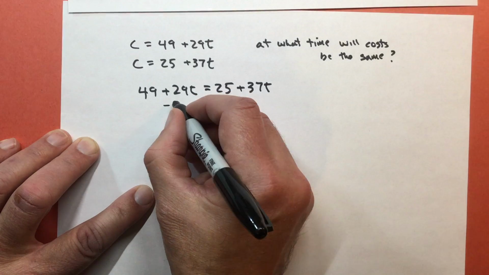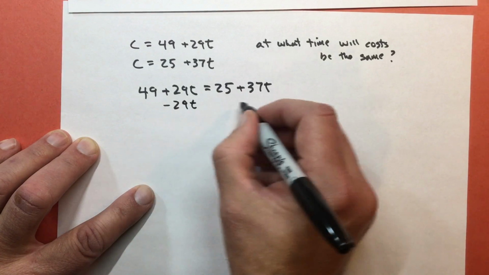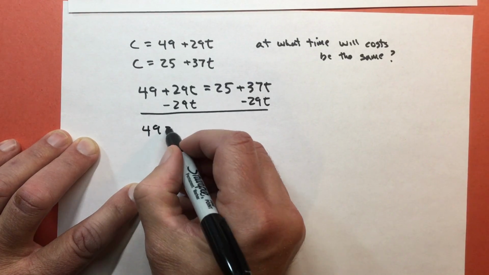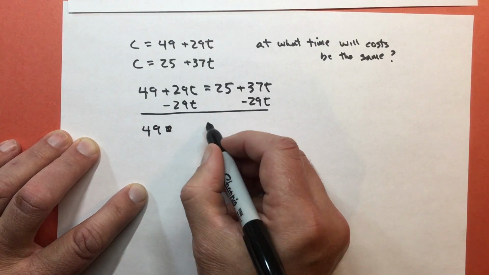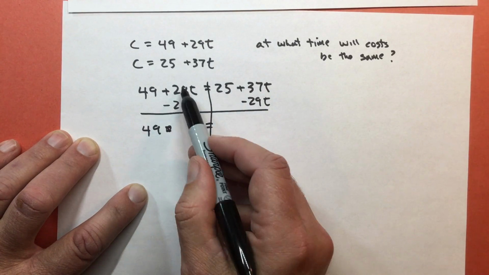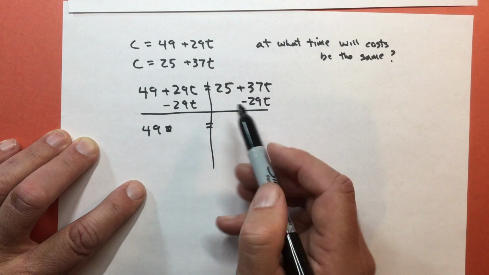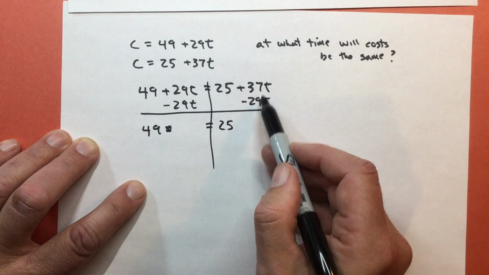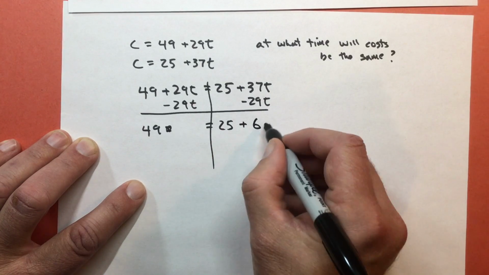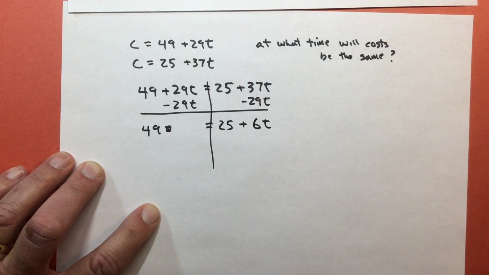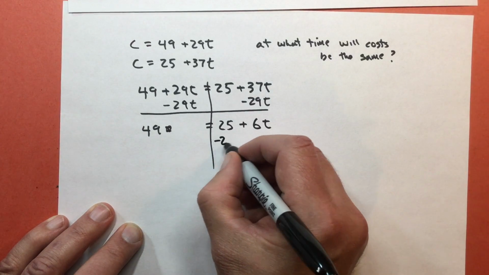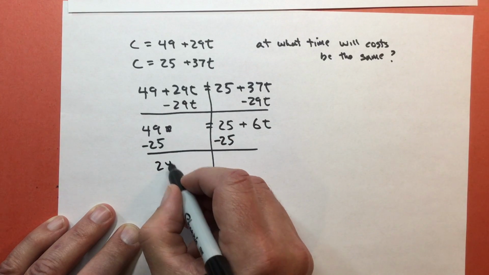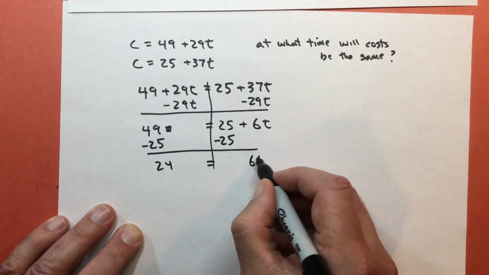I'm going to start by adding negative 29T to both sides. So I get 49 equals, actually let's put it over here, draw my line. 29 plus negative 29 is 0. 25 is going to stay the same. And 37 plus negative 29 is 37 minus 29, which is 6T. Now I'm going to add negative 25 to both sides, and I get 24 equals 6T.